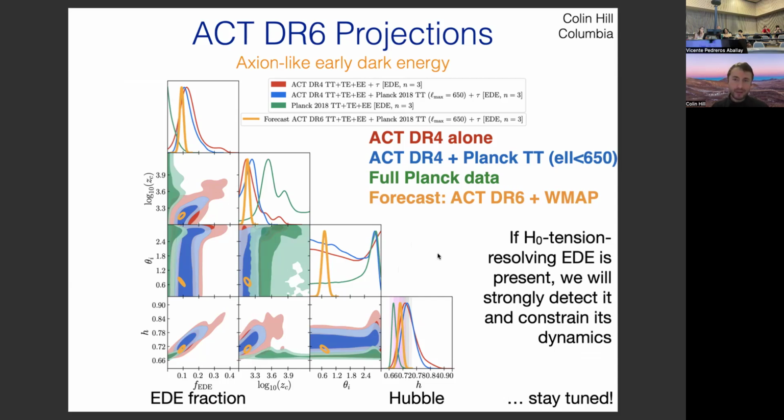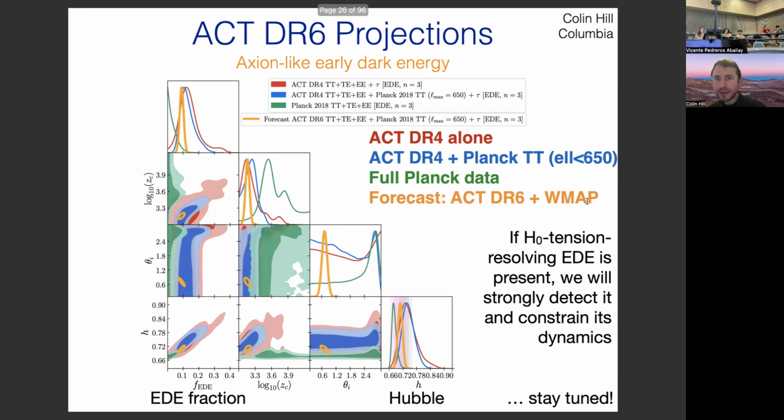So stay tuned. Again, the orange is just a forecast. That's not the real data. But hopefully this is strong motivation that the ACT DR6 data have sufficient precision to make it really interesting to go look for these types of new physics signals. So stay tuned. We're in the process of writing up these analyses right now, and you'll see the papers on the arXiv in the coming months.